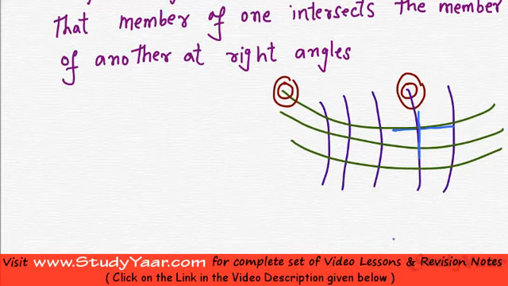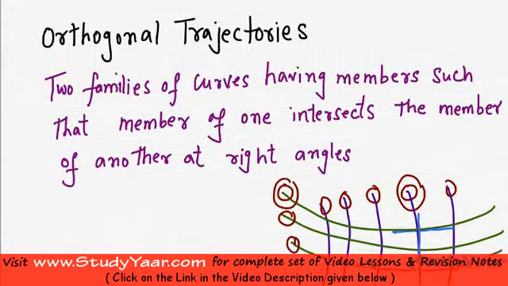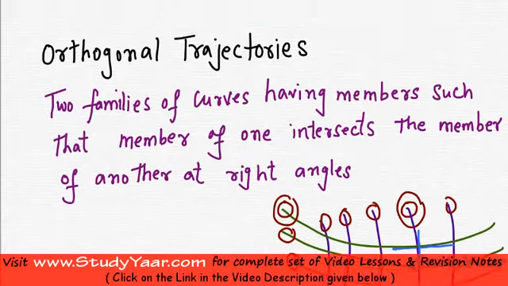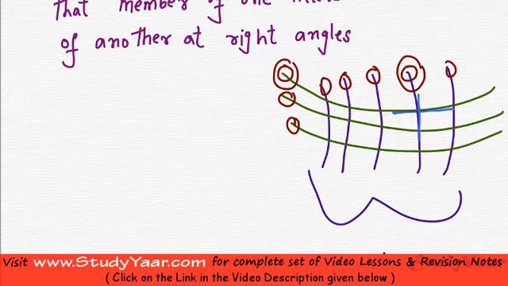Therefore these two members cut each other at right angles, and this is true for any other member of this family and any other member of the other family as well. Therefore these two families of curves are called orthogonal trajectories. We'll see how differential equations help us find one family of these orthogonal trajectories if we are given the other family of curves.